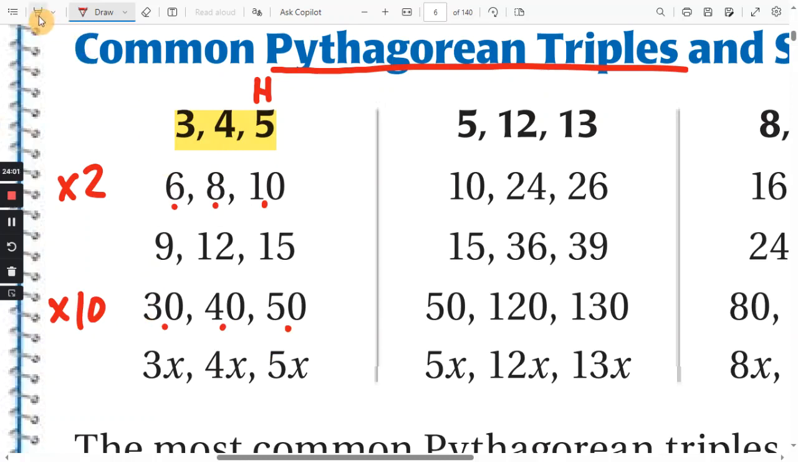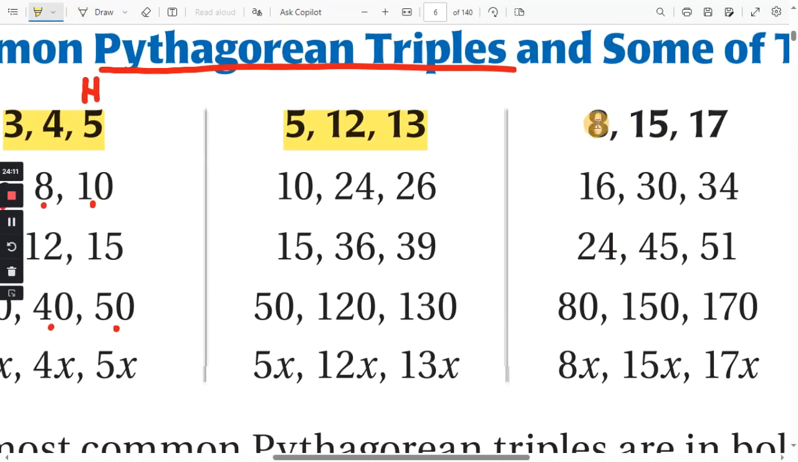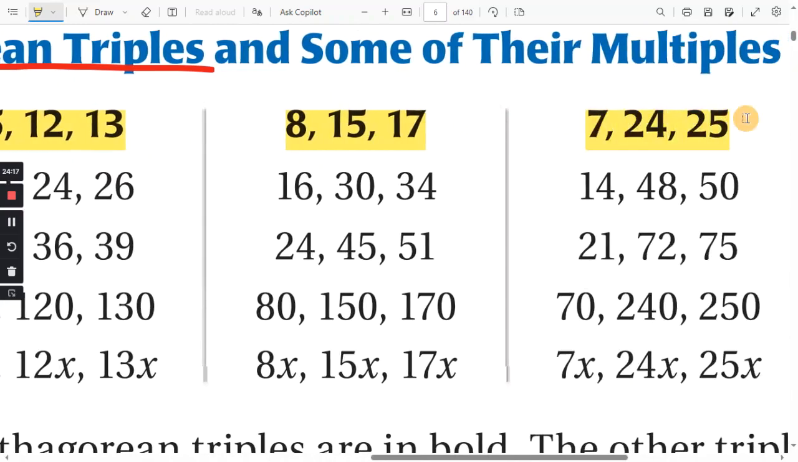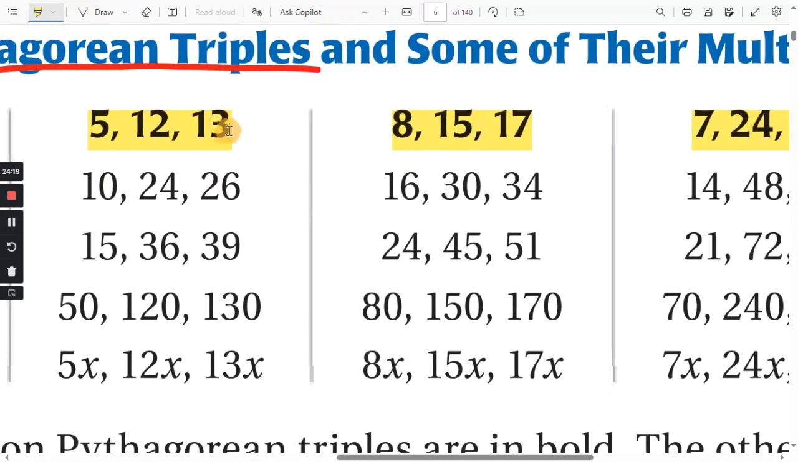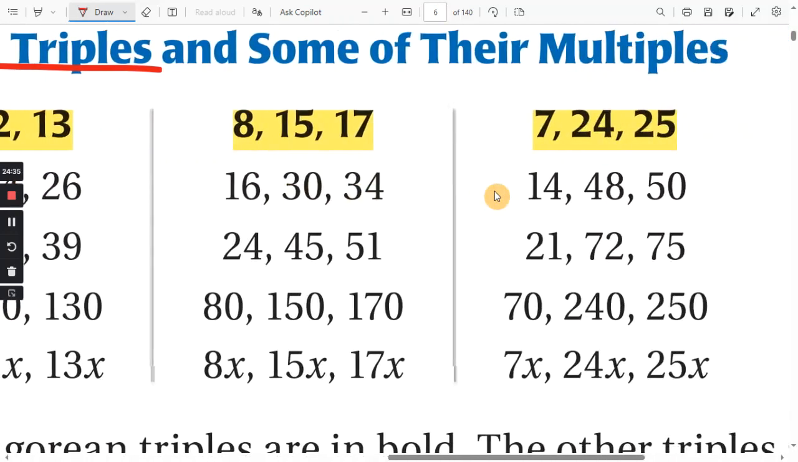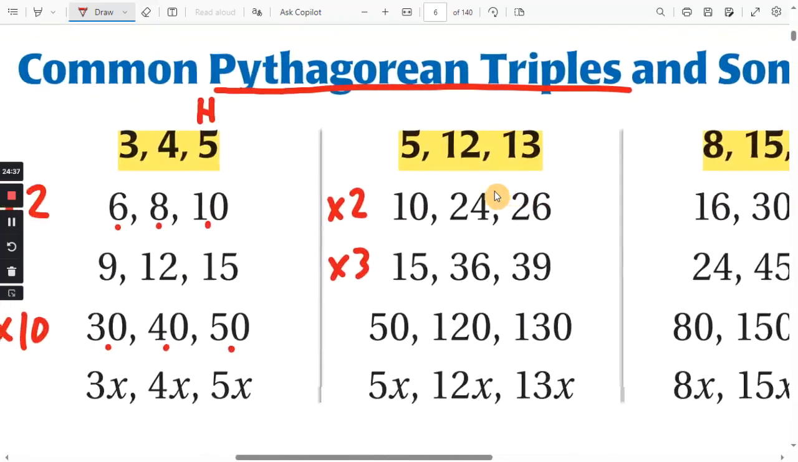Now, there's other ones as well. I'm not going to make you memorize them, but 3, 4, 5 you should know. That's the most common. There's also a 5, 12, 13, an 8, 15, 17, and a 7, 24, 25. But in all the cases, the longest one is the hypotenuse. You multiply each one by the same number, and you'll get another one. Like right here, they just did times 2, and they got this. If you do times 3, you'll get that. And same with the other ones as well. So those are your Pythagorean triples.